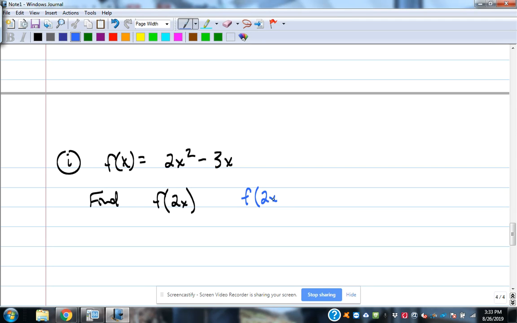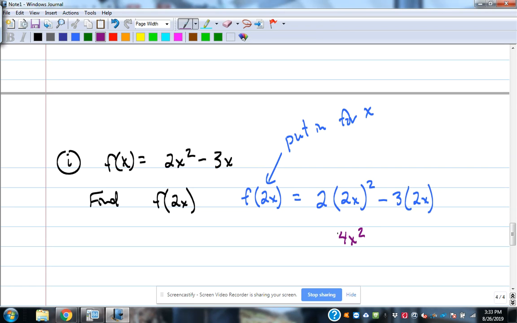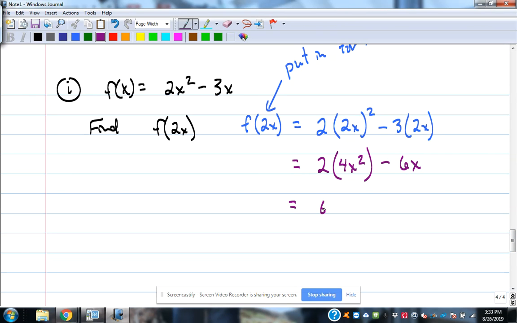So f of 2x, that just means whatever's in here, we're putting in for x. That's all that the function notation means. So I'm going to put a 2x in the place of x, and I'm going to do the same order of operations that I've done. When I square something, it means multiply it times itself. So 2x times 2x would be 4x squared. And then we'll multiply that by 2. And this is going to be minus 6x. So that's going to be 8x squared minus 6x. And that's all you can do.